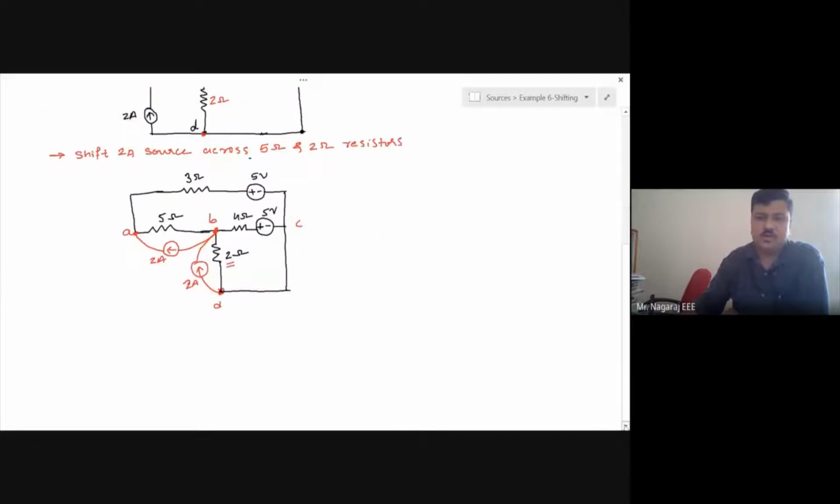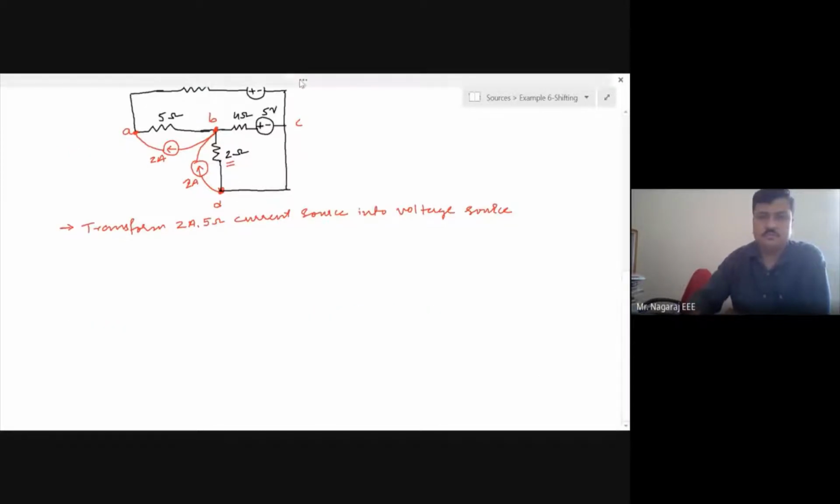Okay. So what I do next is transform the 2 ampere 5 ohm current source into a voltage source. Now keeping the other things intact.